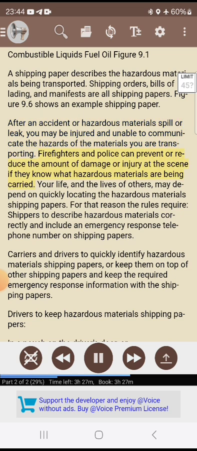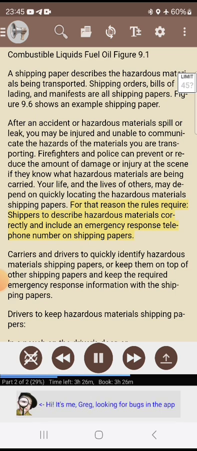Firefighters and police can prevent or reduce the amount of damage or injury at the scene if they know what hazardous materials are being carried. Your life, and the lives of others, may depend on quickly locating the hazardous materials shipping papers. For that reason the rules require shippers to describe hazardous materials correctly and include an emergency response telephone number on shipping papers. Carriers and drivers must quickly identify hazardous materials shipping papers, or keep them on top of other shipping papers, and keep the required emergency response information with the shipping papers.